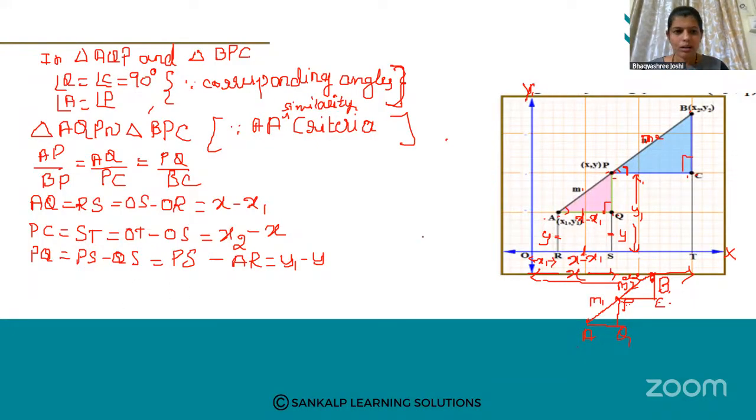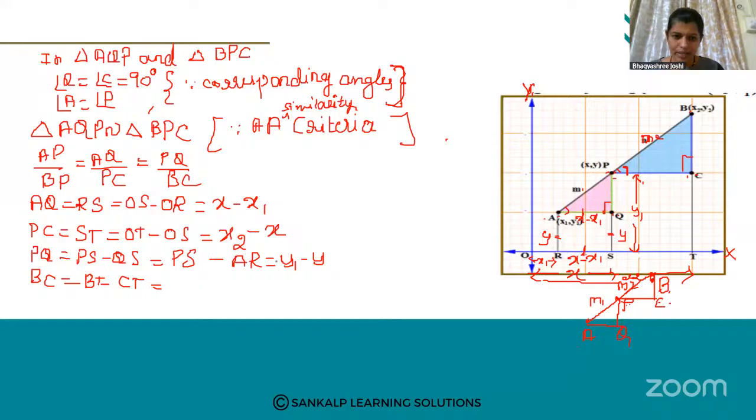Next, what do we want? We want BC, right? BC is equal to BT minus CT. BT minus CT, then you will get BC. Now, my dear children, CT is equal to PS only, right? CT is equal to PS. So, BT minus PS. BT we will take as Y2.